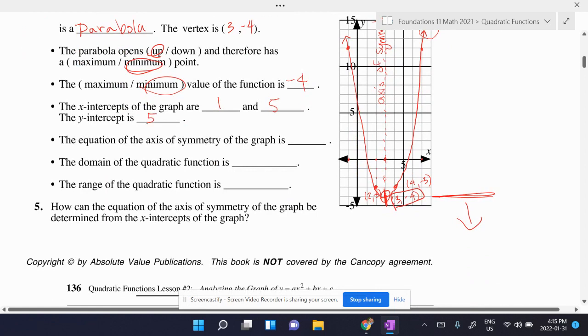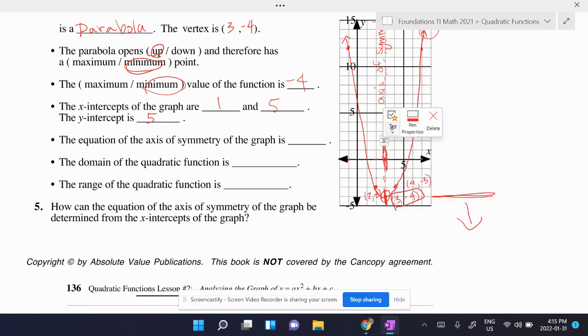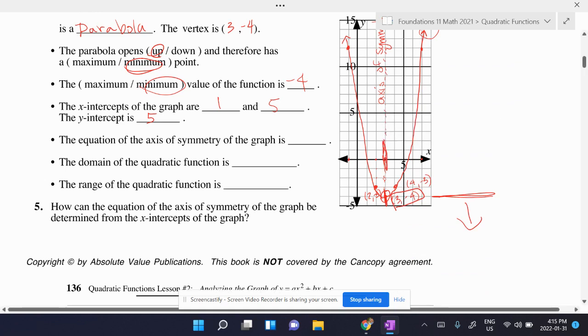The equation of the axis of symmetry is, on this line, when I'm looking at this line, x is always equal to 3. If I go here, x is equal to 3. If I go here, pardon me, if I go here, x is equal to 3. If I go here, x is equal to 3. Okay? So the line is x is equal to 3.